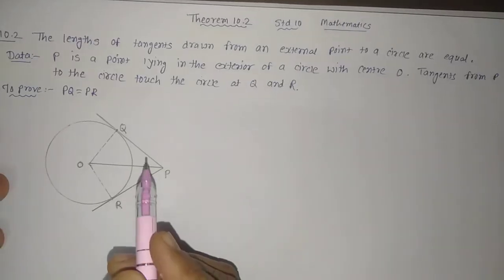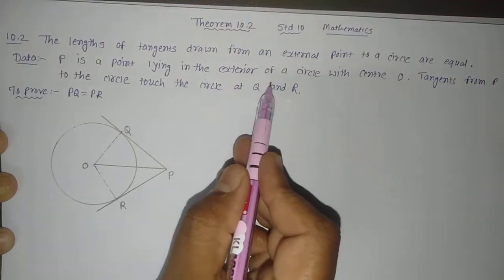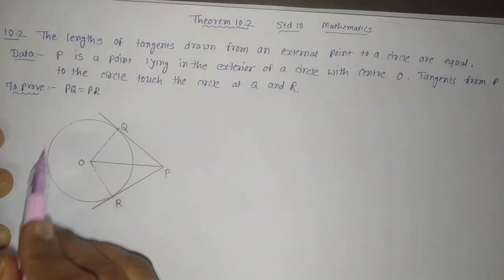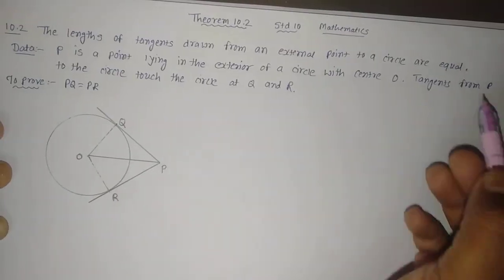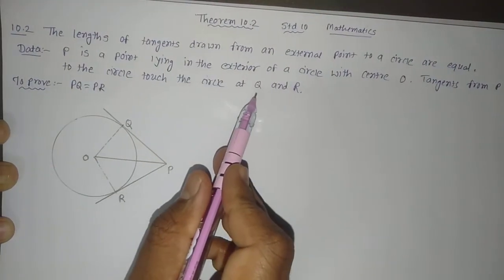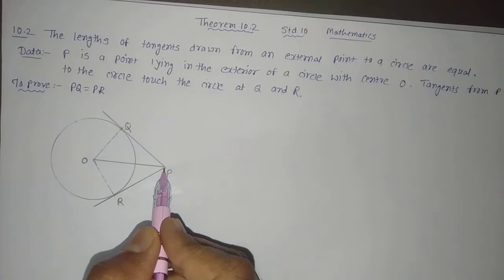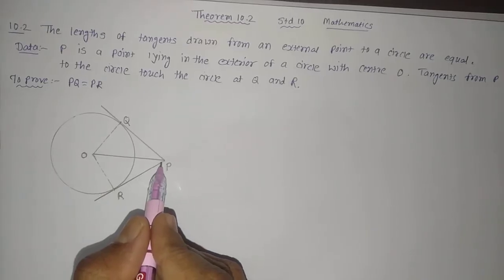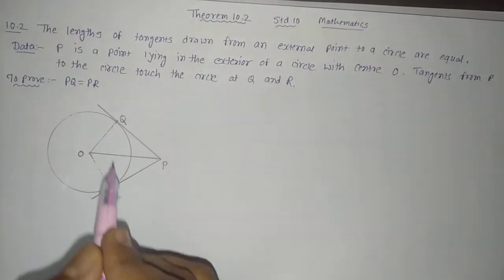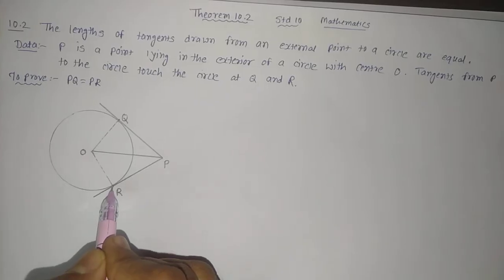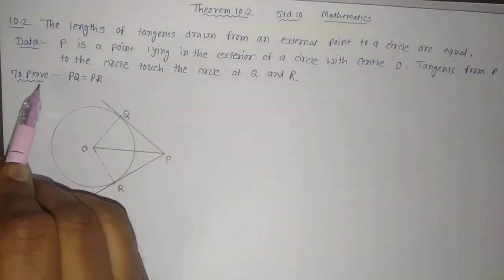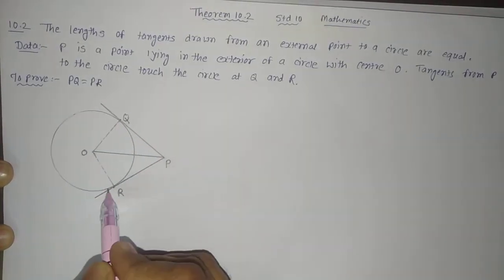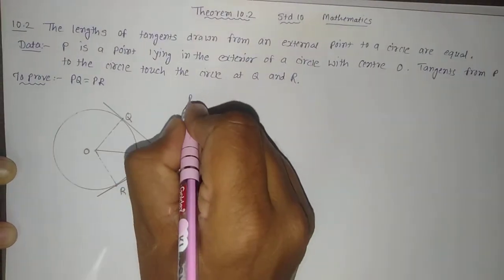What is given? P is the point lying in the exterior of the circle with center O. P is taken outside the circle with center O. Tangents from point P to the circle touch the circle at Q and R. As you know, from the exterior point we can draw two tangents. So we have drawn two tangents. One is touching the circle at point Q and another is touching at point R. Now what we have to prove? We have to prove that PQ is equal to PR, meaning the lengths PQ and PR are equal. So let's start with the proof.